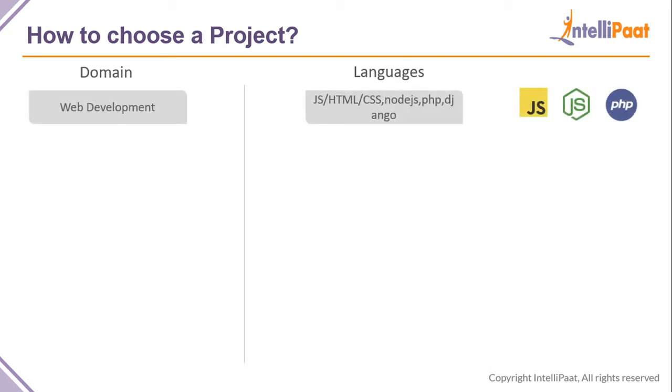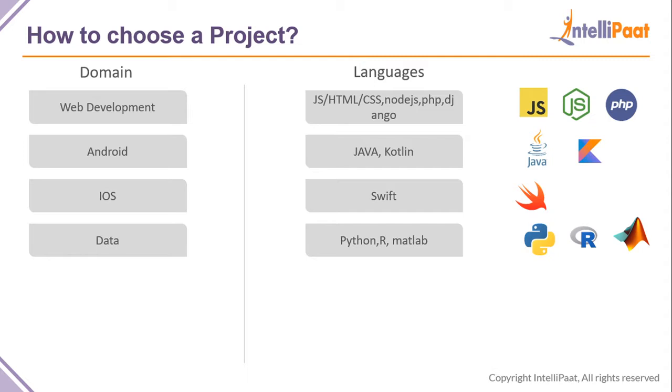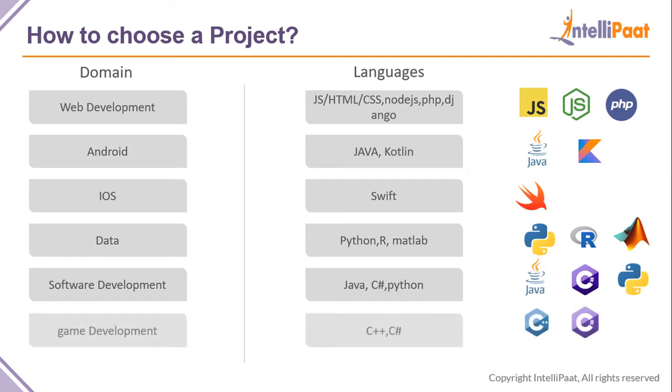So let's discuss them. So you have web development, where you can see all the different languages you'll be choosing, like JavaScript, HTML, CSS, Node.js, PHP, Django, etc. And if you notice, Django is basically used for writing the backend, and it again is based on Python. So you see how important Python is. Then you have a different domain like Android, where we're using Java and Kotlin. Then iOS, Swift, and for data science and data engineering, you have Python or MATLAB. Software development, Java, C#, Python again. Game development, C++, C#. So you have so many different domains you can choose from. Choose the one that you're interested in, and try to find something that has a use.